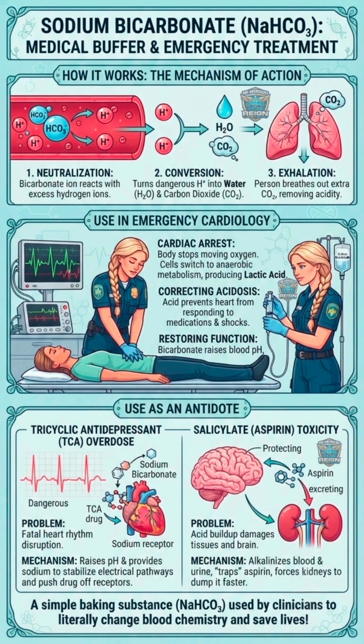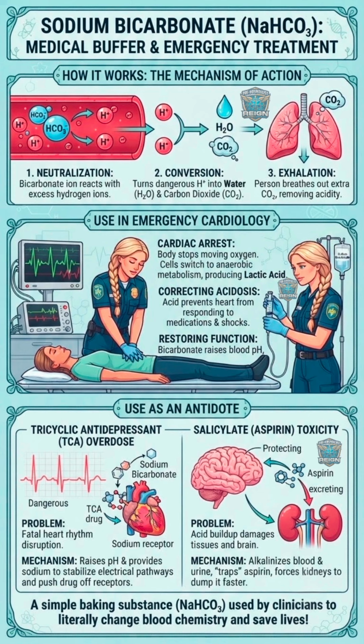Salicylate, aspirin, toxicity. When someone takes too much aspirin, the body becomes acidic, and the aspirin enters the brain cells, causing damage. By giving sodium bicarbonate, clinicians make the blood and urine more alkaline. This traps the aspirin in the blood and forces the kidneys to dump it out into the urine much faster, preventing it from reaching the brain.